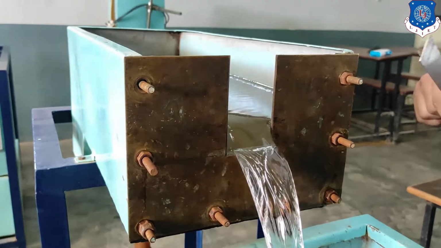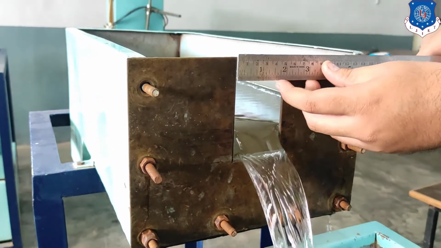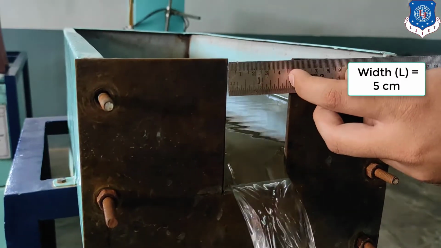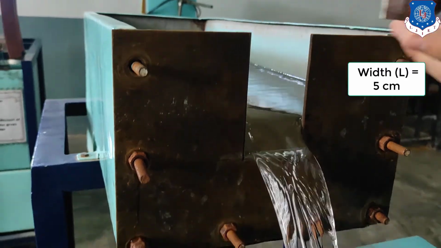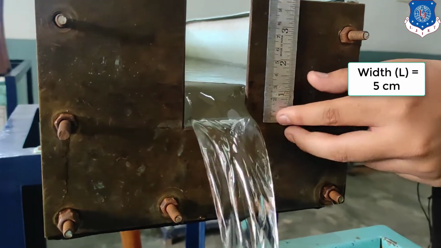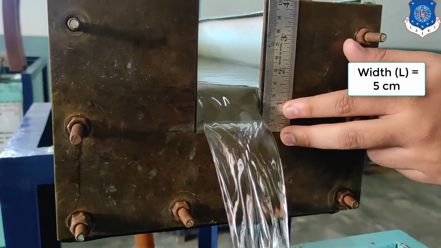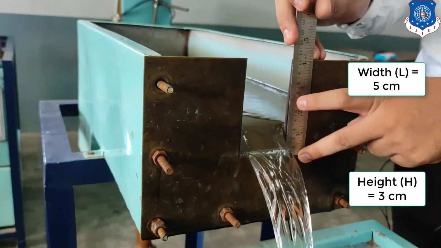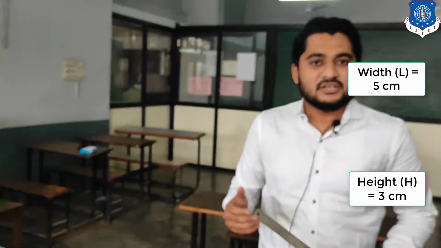For the Q theoretical, let us measure the width of this notch. So we can see here, the width of this notch is 5 centimeter. And the height of the water above the notch level, we have to measure, is 3 centimeter, right? So L is equal to 5 centimeter and capital H is equal to 3 centimeter.